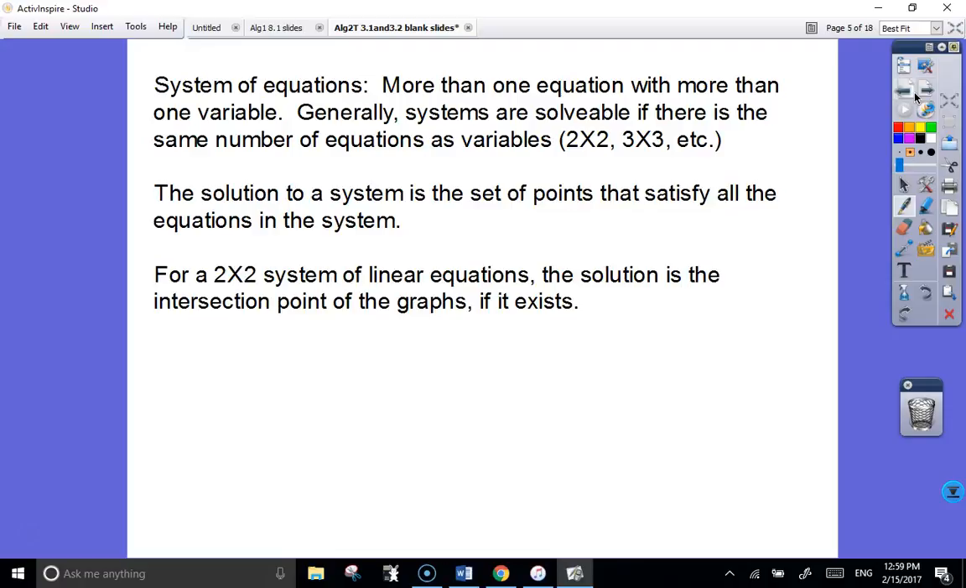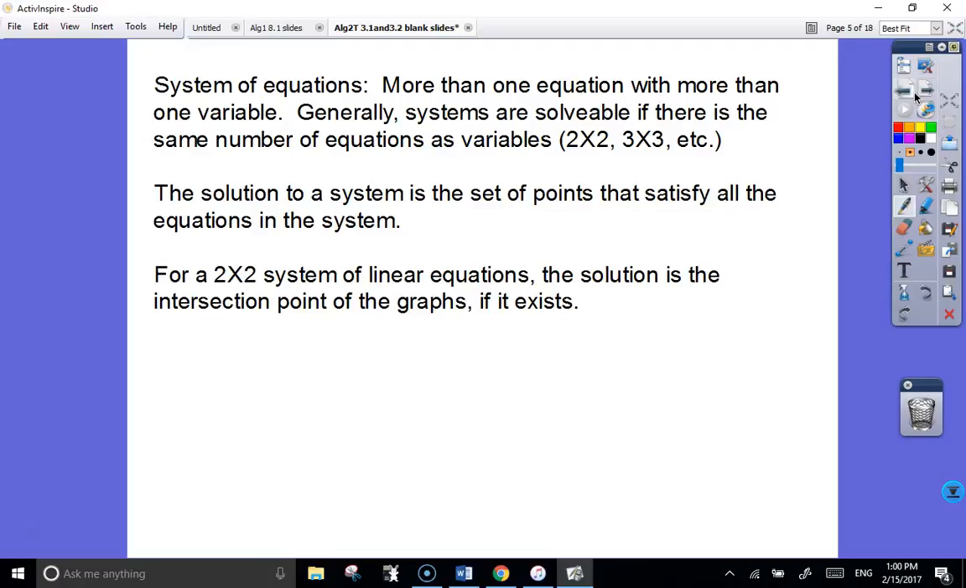So systems of equations. More than one equation with more than one variable, that's what a system is. It's usually if you've got the same number of variables as you do equations. And if it's a linear system, then you should be able to solve for it. So you're usually talking about 2 by 2, 3 by 3, 4 by 4, something like that. The solution to the system is all the points that satisfy all the equations.